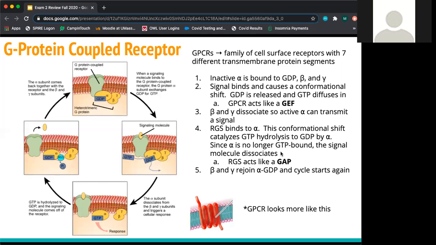And because alpha is back in its GDP bound state, the beta and gamma subunits are going to rejoin your alpha GDP, and the cycle is going to start again.